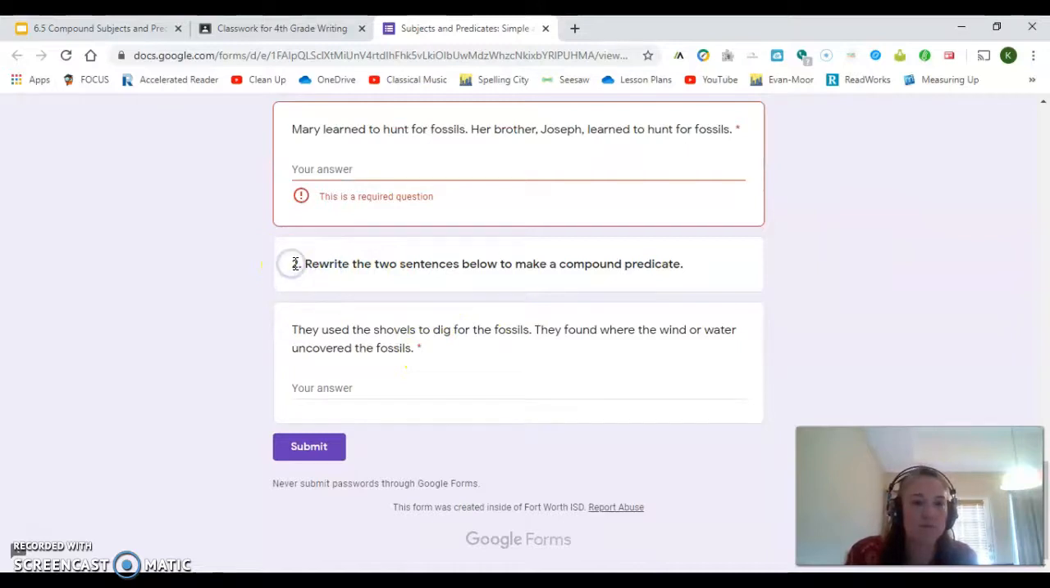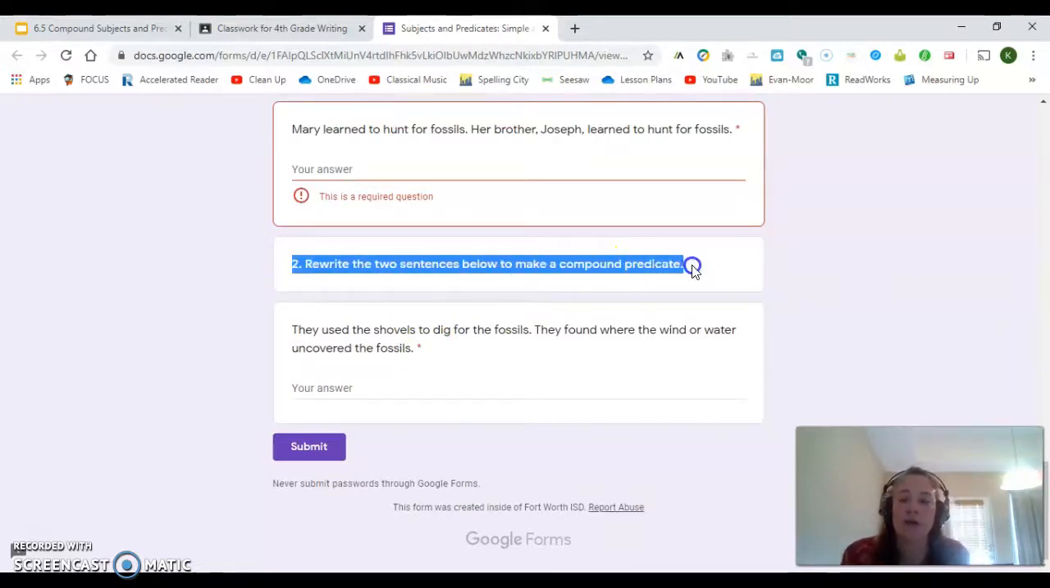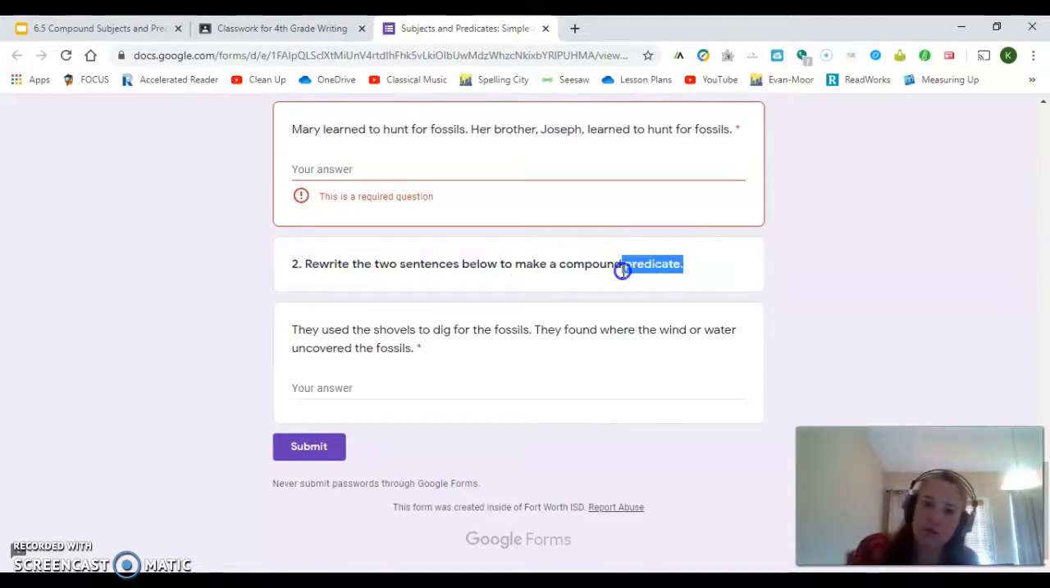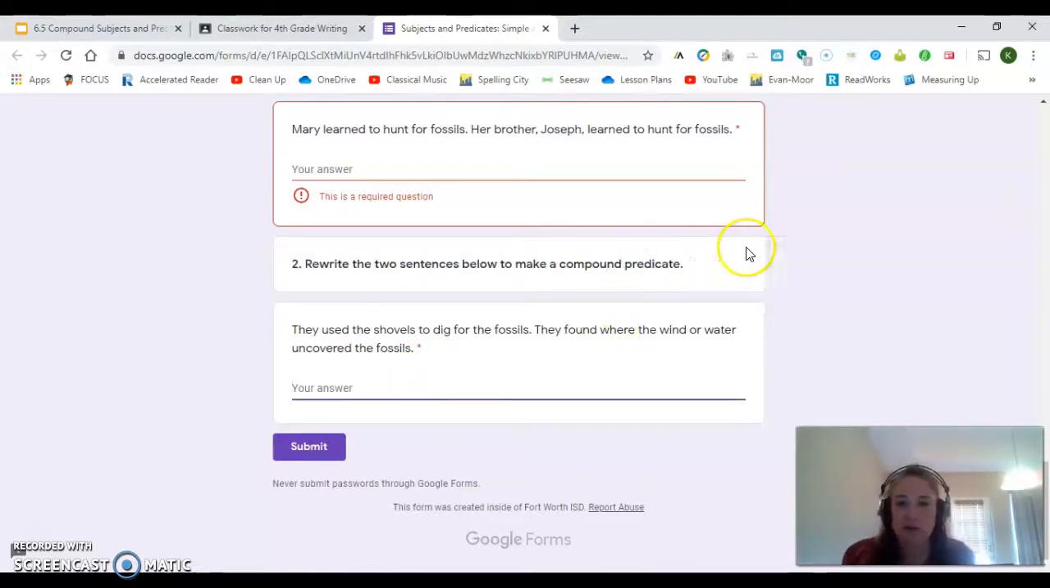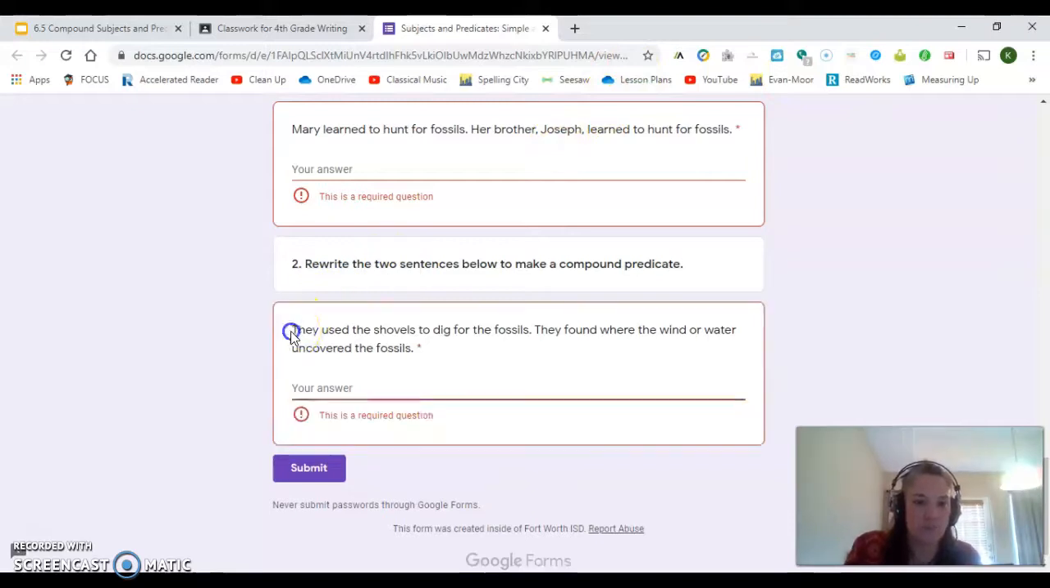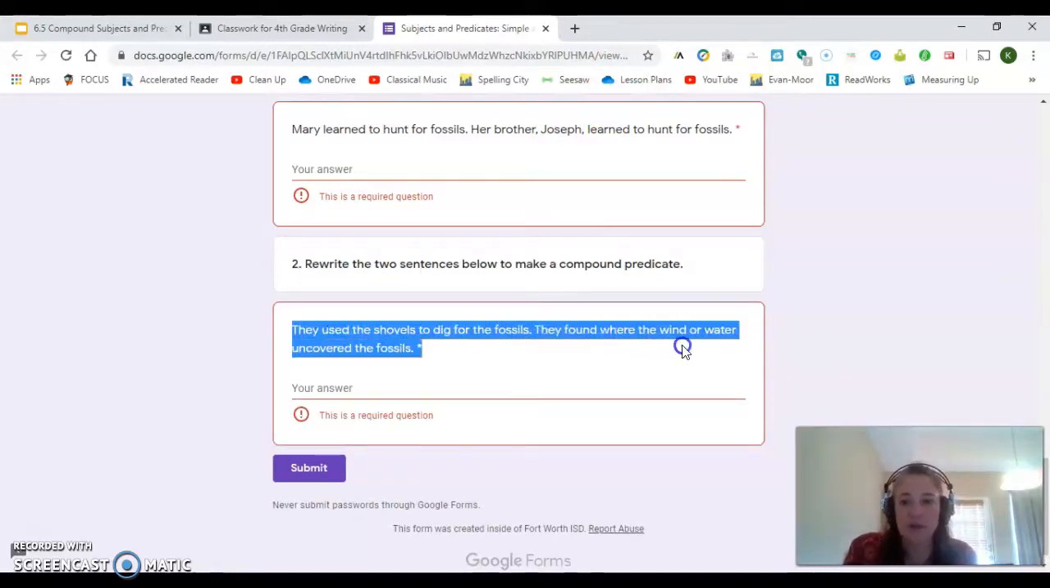Number 2, rewrite the 2 sentences below to make a compound predicate. Okay, remember the predicate is the action. So this time we're not looking at who the sentence is about, we're looking at what they're doing. We're going to make one sentence and combine those 2 predicates with a conjunction. It says, They used the shovels to dig for fossils. They found where the wind or water uncovered the fossils.